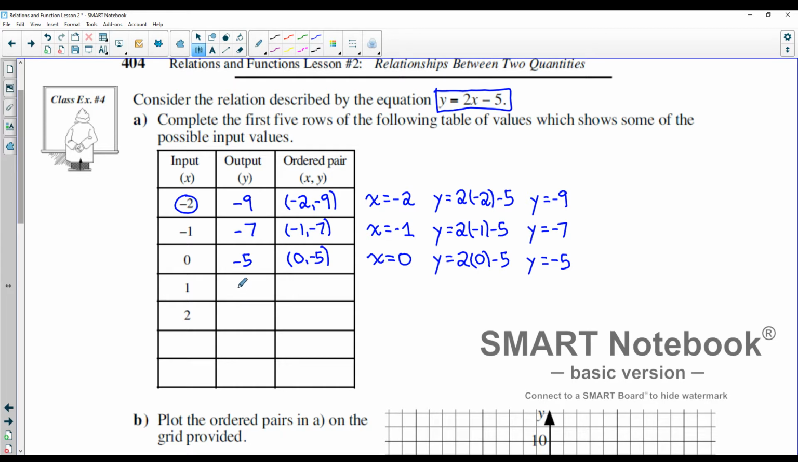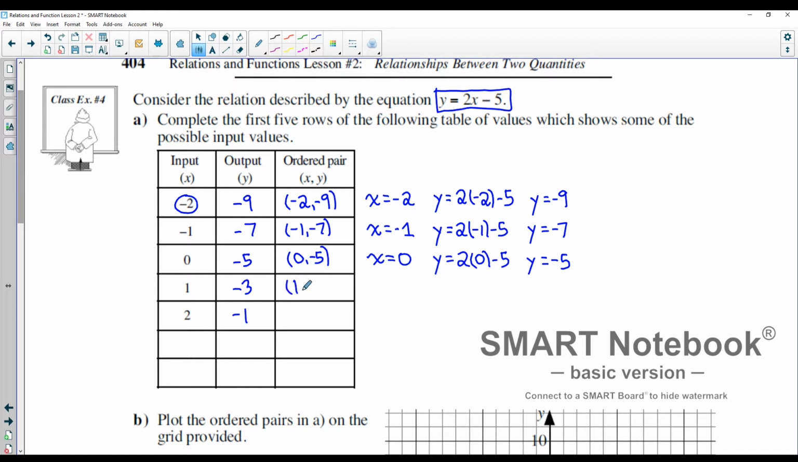We could get these two remaining outputs by just subbing the numbers into the equation, but at this point you can actually identify a pattern that's occurring. If you look, the input is increasing by 1 every time you go to a lower row. And for every increase of 1 in the input, the output is increasing by 2. So from -9 to -7, you increase by 2. Add another 2, you get to -5. Add another 2, you get to -3. Add another 2, and you get to -1.